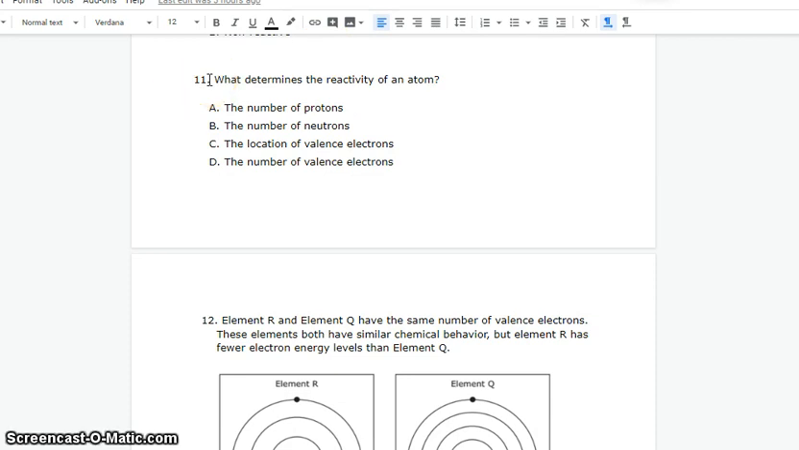Number 11. What determines the reactivity of an atom? A, the number of protons. B, the number of neutrons. C, the location of valence electrons. Or D, the number of valence electrons. What tells you the reactivity? It is not B.